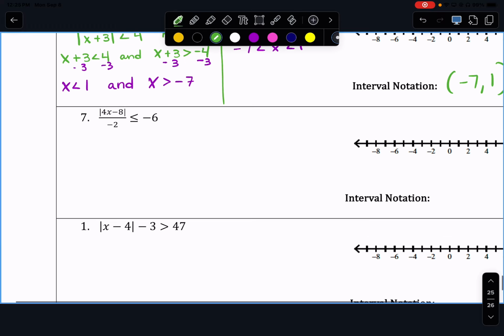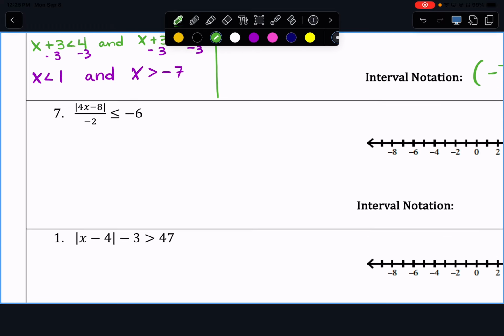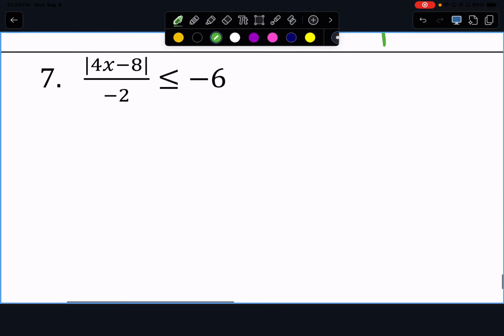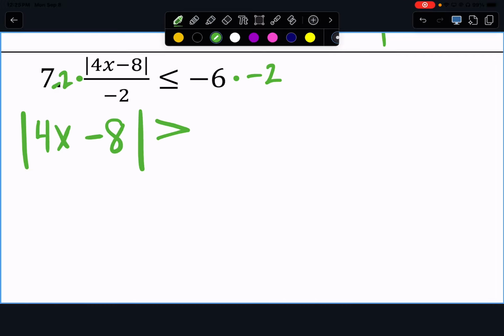Okay. Now let's look at 7. So number 7 is a tricky one, okay? How do I undo that divided by negative 2? Multiply both sides by negative 2. Now, this is what makes it weird. Remember, what do you do if you multiply or divide by a negative number? So we get absolute value of 4x minus 8 is greater than or equal to, what is negative 6 times negative 2?